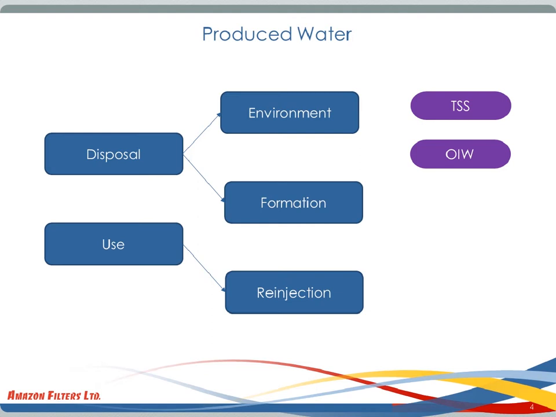We also have OIW, oil in water. This is the amount of free oil that is left in that water. Not so much of a problem with reinjection, but it is a problem when we're disposing of into the environment, as there are requirements, typically for offshore disposal, of between 10 and 30 ppm oil in water, and for onshore that can be as low as 5 or below.